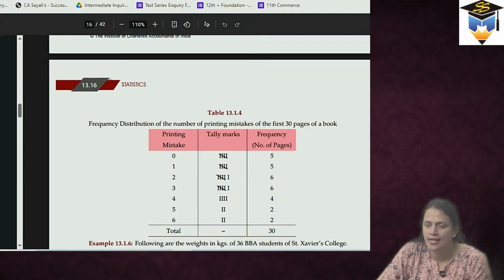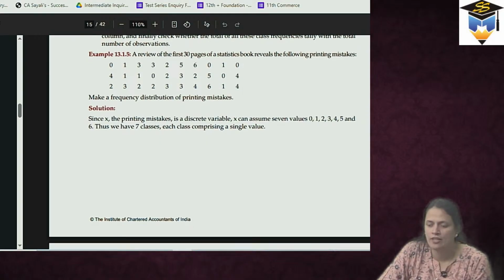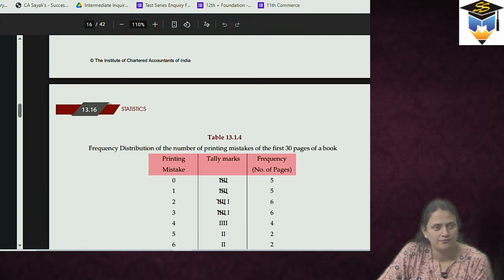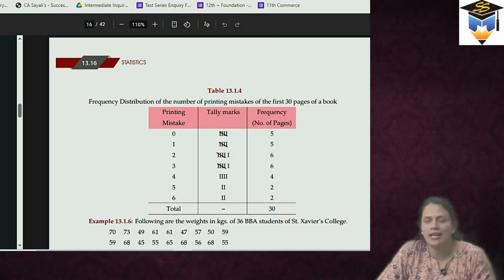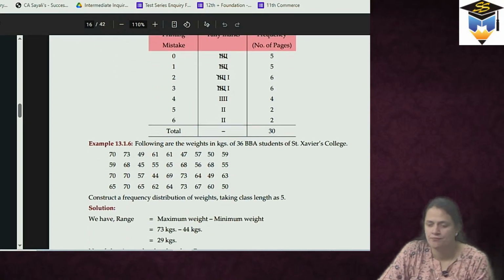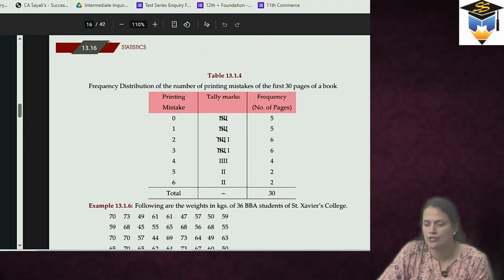अब 0 कितने बार आया है? Let us calculate. So 0, 1, 2, 3, 4 and 5. So उसका टैली है 5. 1 5 बार, 2 6 बार, 3 6 बार, 4 4 बार, 5 2 बार और 6 2 बार. Okay, so basically they have found out the total. So can you form a frequency for this and also find out the range?